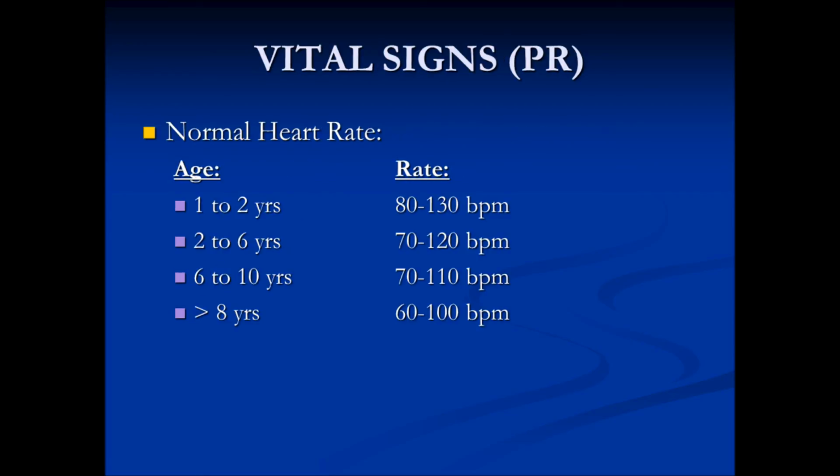Okay, now we're going to talk about the vital signs that you need to be aware of for pediatric patients. The ranges are listed here for the different age ranges. So from 1 to 2, it's 80 to 130. We expect a faster heart rate the younger they are. Then it starts to taper off a little bit, 70 to 120 for 2 to 6, 70 to 110 for 6 to 10 years old, and then greater than 10, they just lump that all into one big category, and that's 60 to 100 beats per minute.